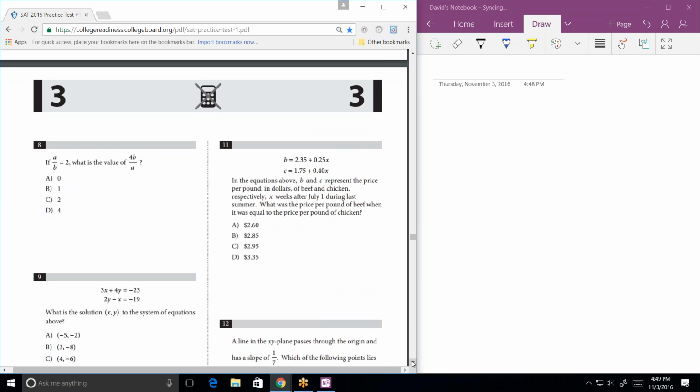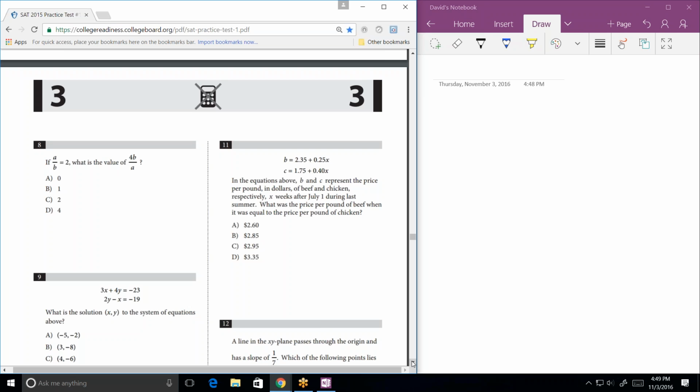Okay, number 8, still no calculator here. If A over B equals 2, what is the value of 4B over A? So A would equal, does A equal 2B? Uh-huh. So the value of 4B over 2B equals 2. Correct. So C? Yeah.